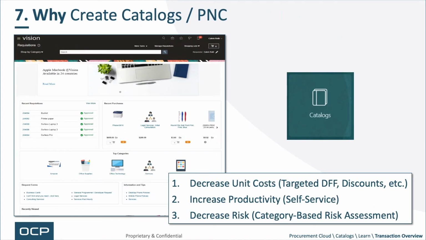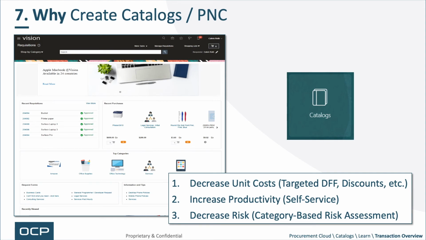Okay, so lastly, why create catalogs and pre-negotiated content? Well, this is kind of obvious, but it allows you to, first of all, decrease your per-unit item costs. You're allowed to take targeted DFFs. You can see discounts. This is another big difference over legacy applications. If I'm searching on items here in this requisition page, the way Fusion's built is that you can see the discounts at the item level, versus some of the legacy applications like PeopleSoft, where my procurement contract wasn't factored into my item search. So you can decrease unit costs by using this catalog or pre-negotiated content effectively.